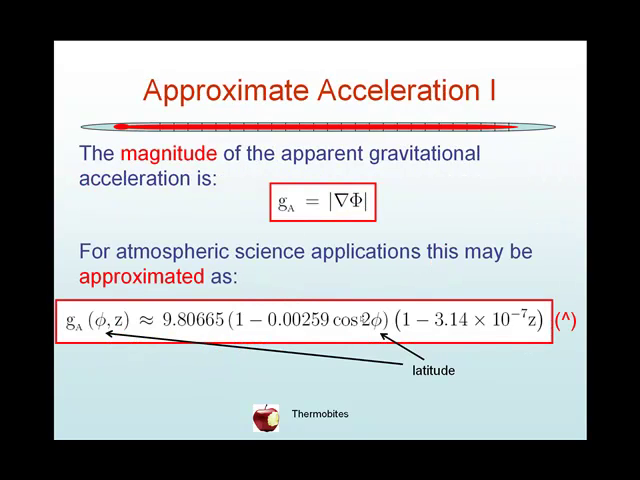The magnitude of the apparent gravitational acceleration, Ga, is the magnitude of the gradient in the geopotential. And for atmospheric science applications, this may be approximated as the following formula, where the apparent gravity is a function both of the latitude and a weak function of height. And for most meteorological uses, we'll actually ignore the functionality of height.